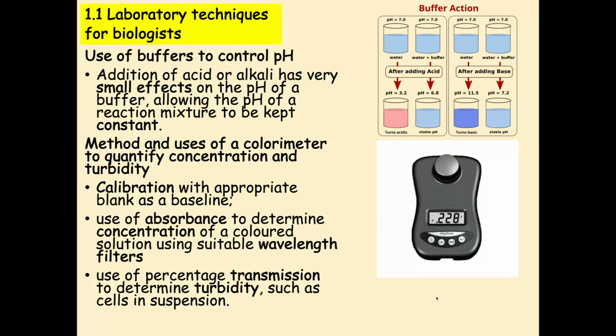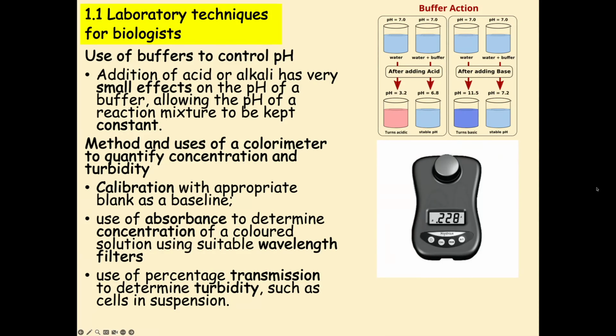Other things we use in experiments in biology, things like buffers, for example, if we want to keep a constant pH. Perhaps we're adding something to our solutions and we don't want the pH to change, we don't want it to become an additional variable, a confounding variable in our experiment, then we would use buffers. What a buffer does is basically when you add acids or alkalines to it, it has a very minuscule effect on the pH overall, okay? And it allows the pH of your reaction mixture to be kept constant throughout.